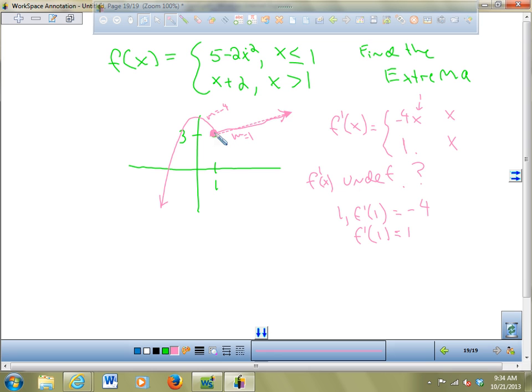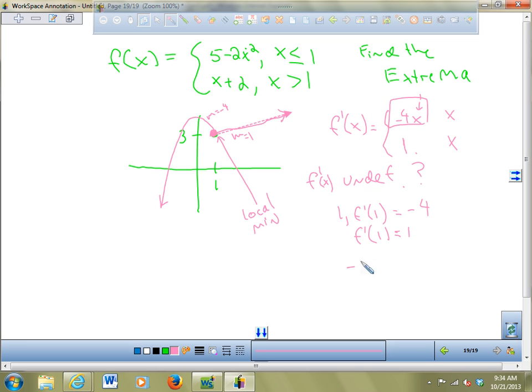What kind of extrema do I have from looking at the graph? What do you call this? Yes, that's a local or relative minimum, okay?